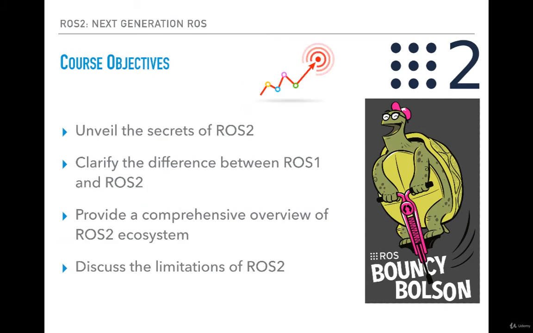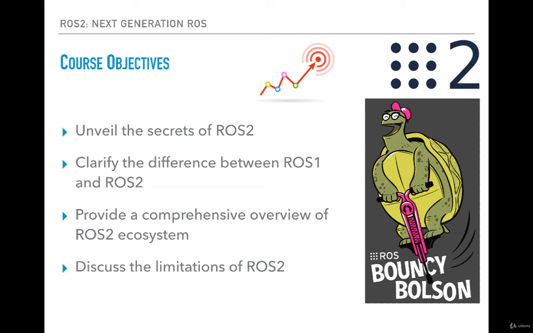The objectives of this course are as follows. First, I will unveil the secrets of ROS2 by explaining its design concepts and how to develop projects with it. I also aim at clarifying the difference between ROS1 and ROS2. Thus, most of the code explanation will compare the code written in ROS1 and that for ROS2 in both C++ and Python. So, you will have the flexibility to learn how to program in ROS2 either in C++ or in Python or even both together, depending on your background and on your interest.